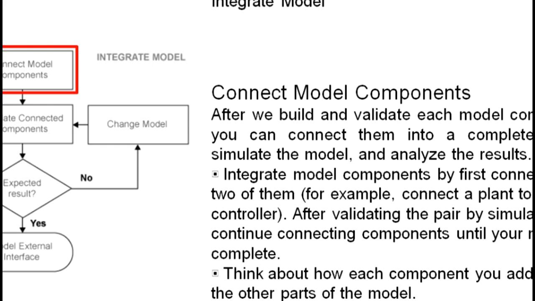There are some guidelines for connecting model components. We integrate model components by first connecting two of them. For example, connect a plant to a controller, and after validating the pair by simulation, we continue adding components to it. We think about how each of the components can affect the other parts of the model. For example, adding a delay to a plant controller may delay the control action of the plant, and so on.